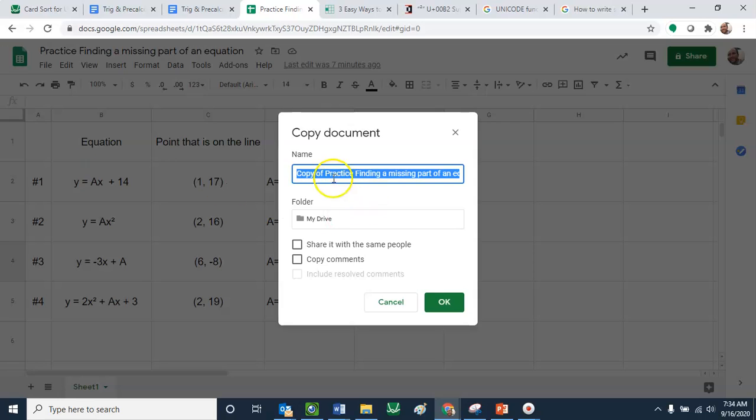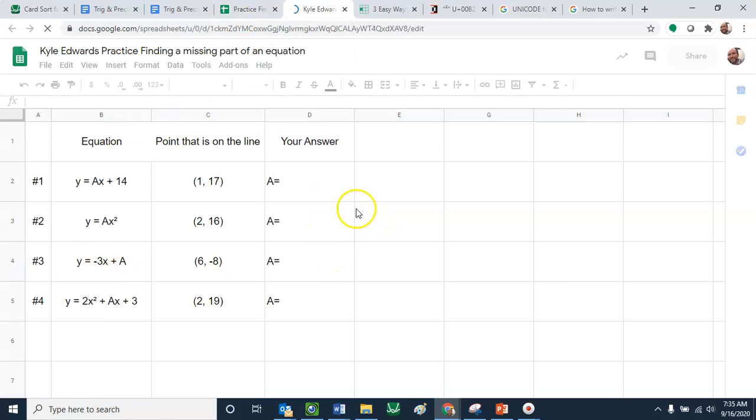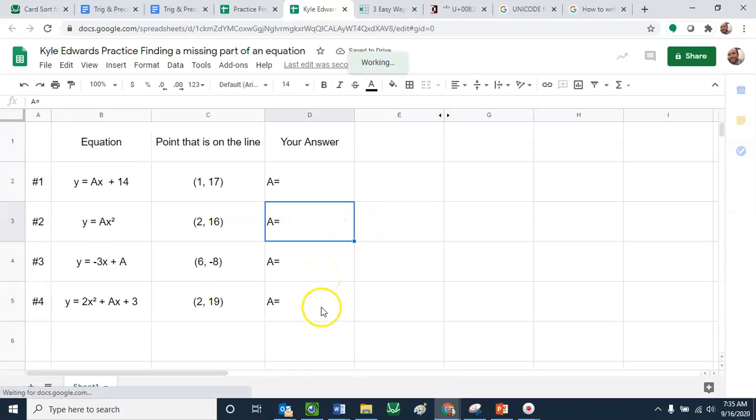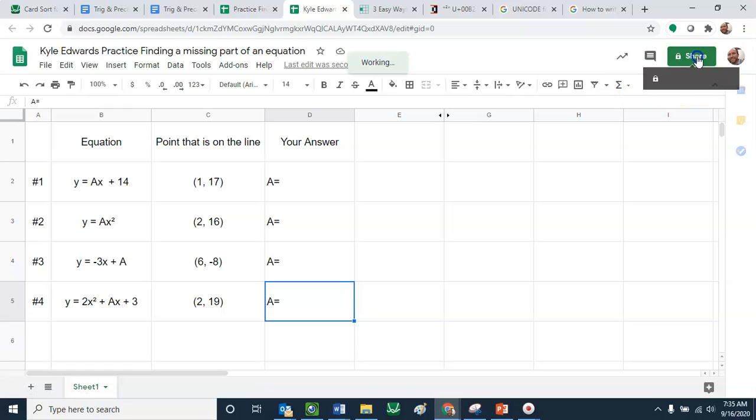You'll name it your name. We'll just get rid of the "Copy of" and put your name. I'll put my name just to show you guys what I want, Kyle Edwards, and then we'll hit OK. After you've done it and you have your answers, by the way. It's taking a while. It's a big copy. I don't know why, it wasn't a very big spreadsheet. So now you have this copy. It's your own personal copy. You'll put the answers you got for a, and then you'll share it with me. Share.